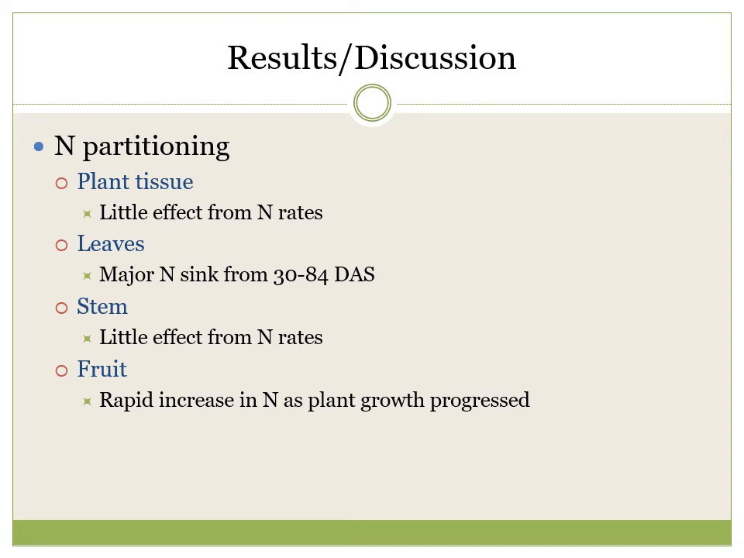Nitrogen partitioning in the plant tissue and in the stem showed little effects from the different nitrogen rates. The leaves were a major nitrogen sink from 30 to 84 days after seeding, and nitrogen rapidly increased in the fruit as plant growth progressed.